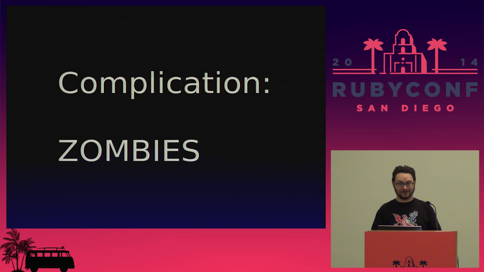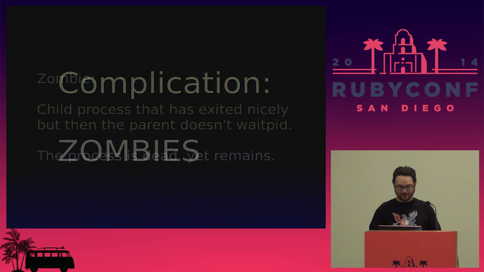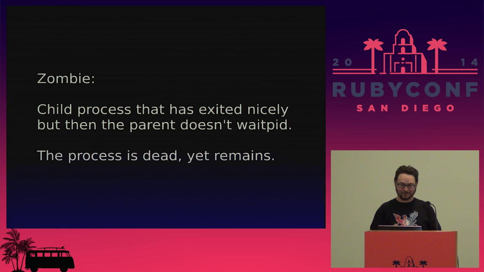There's zombies, I guess. You never would have thought that as you're jumping from one universe to the other with time travel, you suddenly get zombies. It's a little annoying. So it turns out that zombies are whenever your child exited, but the parent didn't do a waitpid. That was one thing I kind of skipped in my forking process.